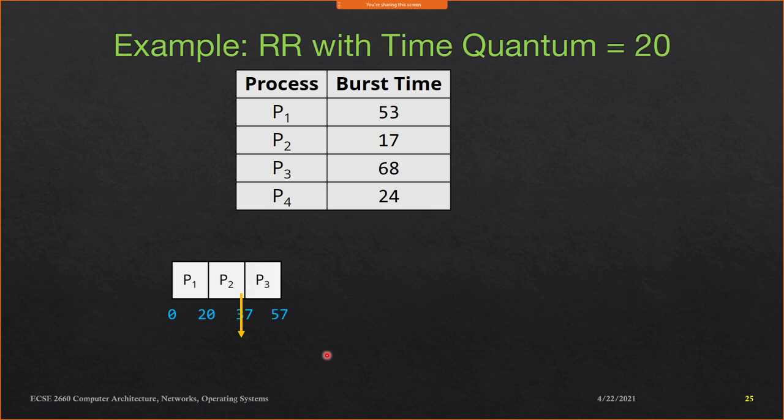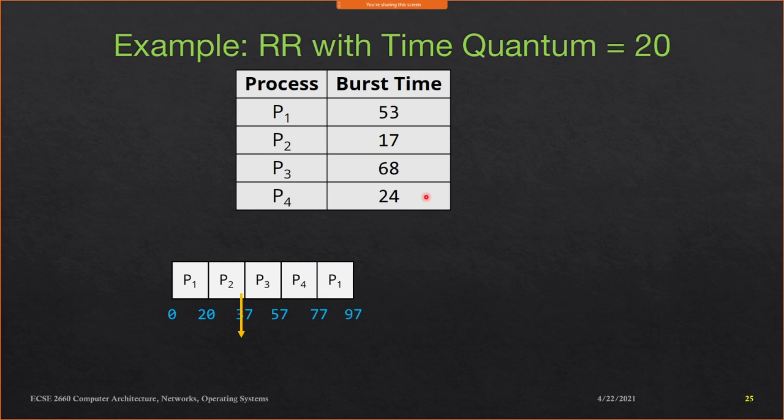After that, we are going to need the time slice of 20 time units for P3. So 37, that takes us from 37 to 57. 20 more for P4. So at this point, let us try to look at how much is left. P1, we have 33 left. P2 is done. P3, we are left with 48 time units. And P4, we are left with 4 time units.